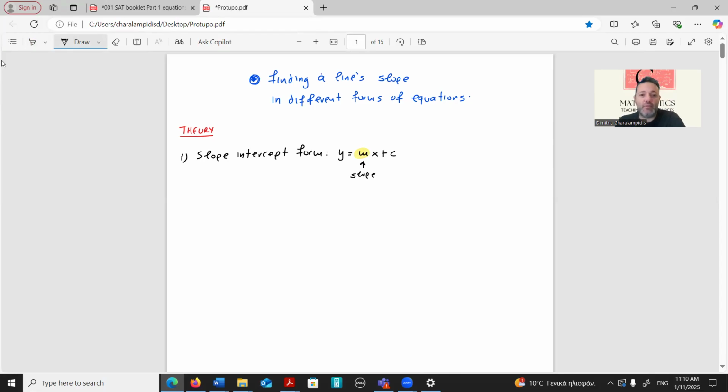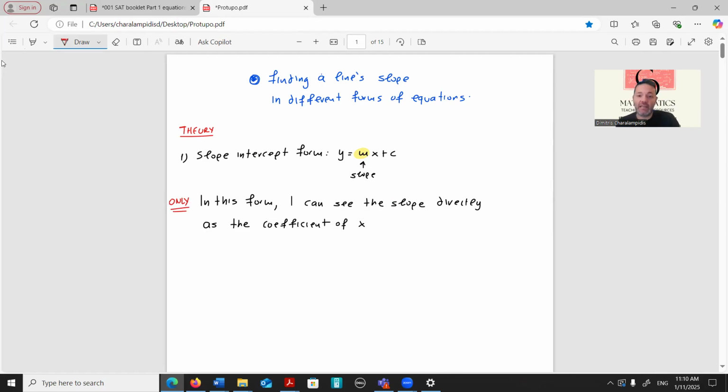So what can we tell from this fact? That in this form, I can see the slope directly as the coefficient of x. And now I'm going to add one word in front. Only in this form, I can see the slope directly. Let's see some examples. Let's find the slope in each of the following cases.